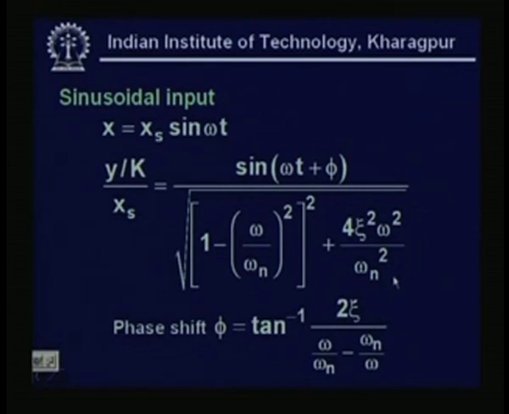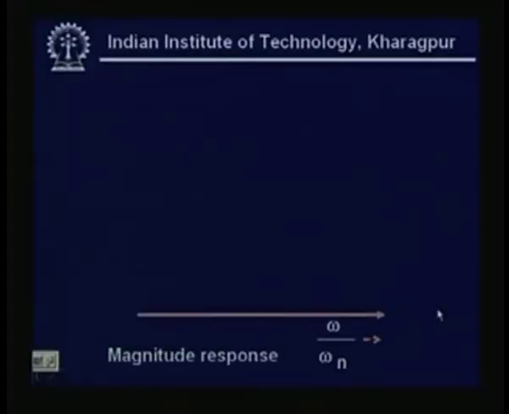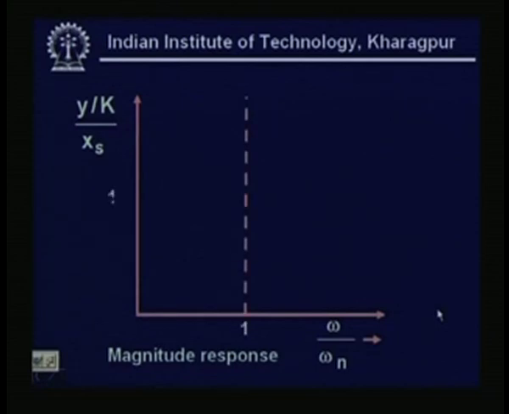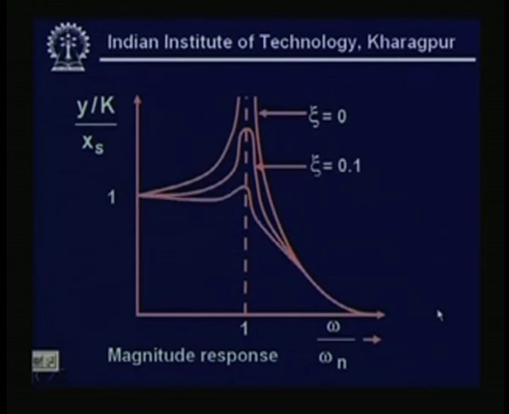Now, the phase shift in the case of sinusoidal input is tan inverse of 2 xi upon omega n by omega minus omega by omega n. Phase shift is also important because if you are measuring any sinusoidal signal, you must know how much the phase shift of the system is. We will see how the phase response will look. Now, the magnitude response of a first order, second order system for sinusoidal input looks like this.